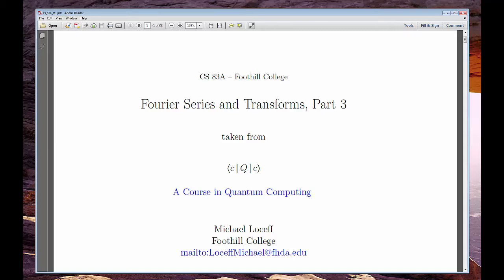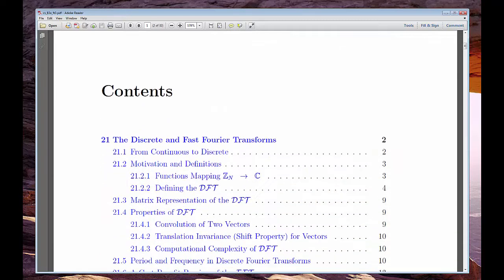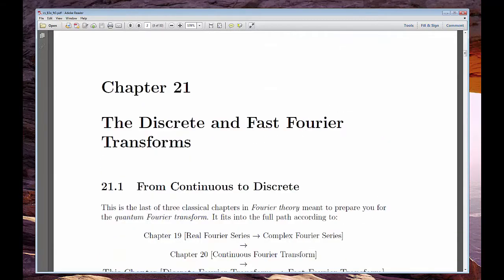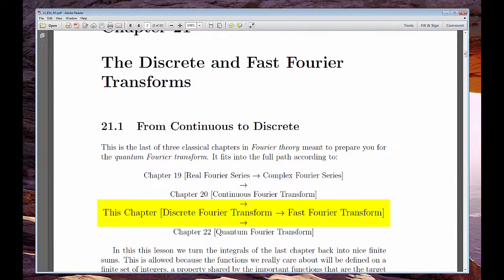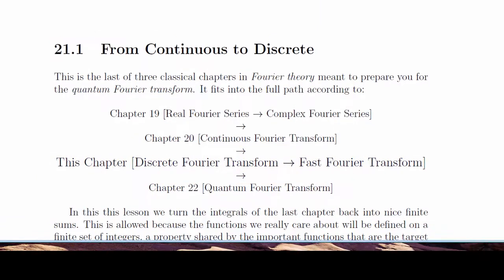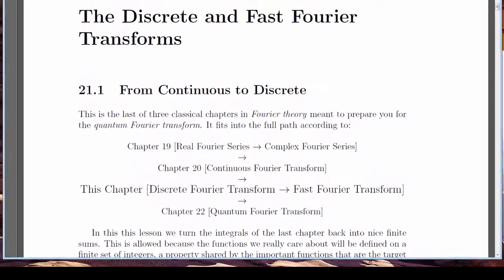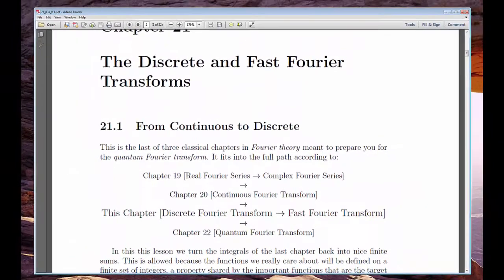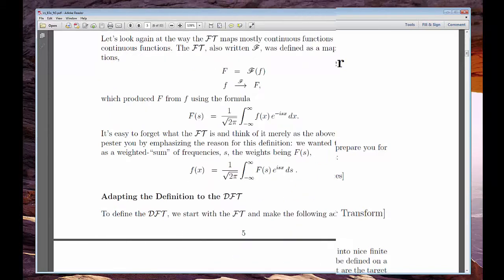In this third of 4 chapters on Fourier theory, we consider the kinds of functions that actually appear in computers. Because computers are discrete and finite collections of bits, or even qubits, we don't have continuous anything. There's no real number line. There are only finite arrays of complex numbers, that is, vectors in Cn.